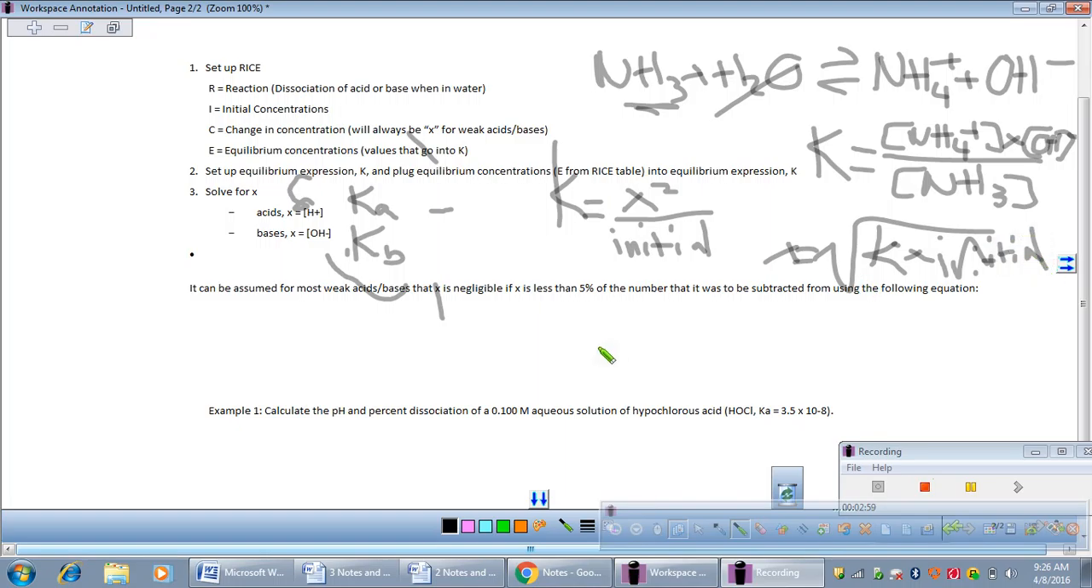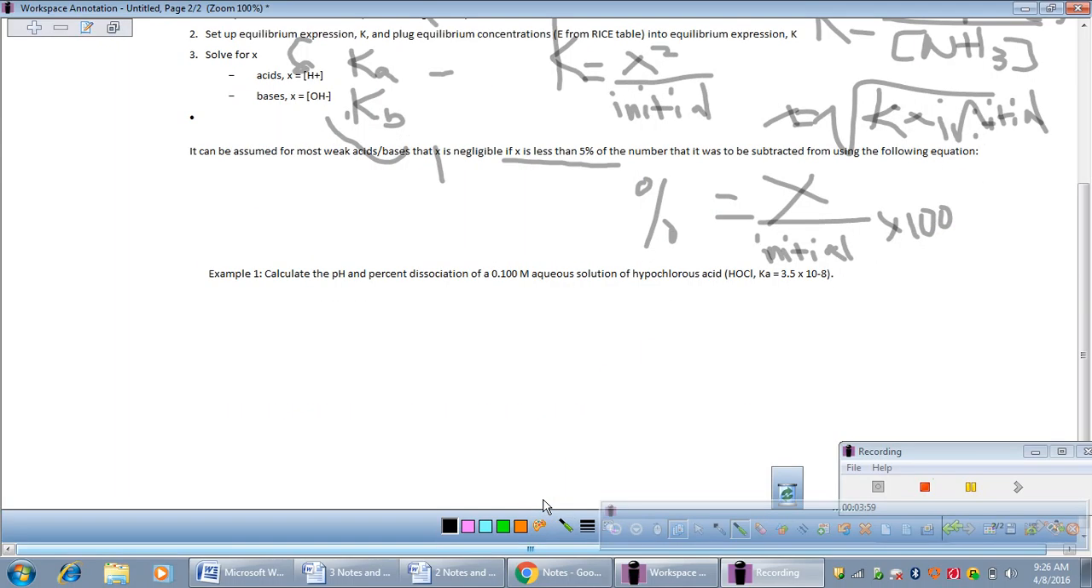We can do this because it's assumed that weak acids and bases dissociate so little that we can neglect the fact that some of the initial concentration of the acid or base is going to be taken away from it. Technically, the initial concentration of the acid or base stays almost exactly the same. So we can figure out our percent dissociation. It is your X divided by initial times 100. So as long as percent dissociation is less than 5%, we can neglect the fact that some of the concentration of the initial weak acid or base is going to be used, and we can use the fact that K is X squared over initial. So we're not subtracting really anything from this initial.